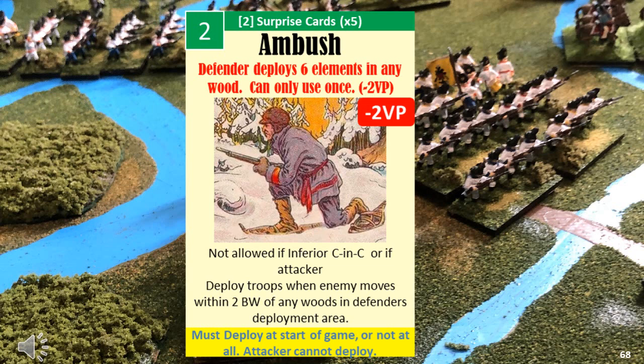The ambush comes from any woods on the playing area. Once an enemy element moves within 2 base widths of any wood, the owning player can spring the ambush, deploying 6 elements on the edge of the woods. The card is used at any time in the game, and if not used, remains face down.